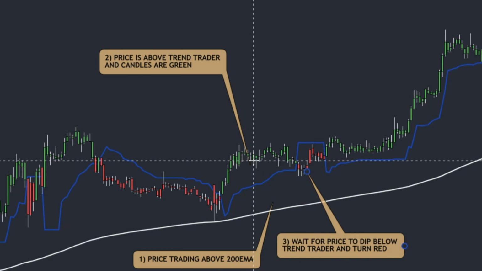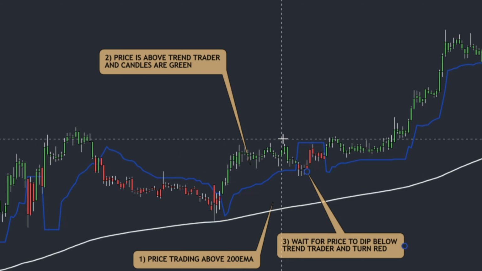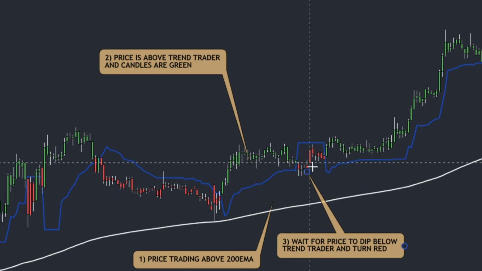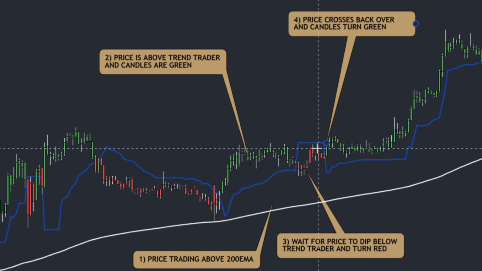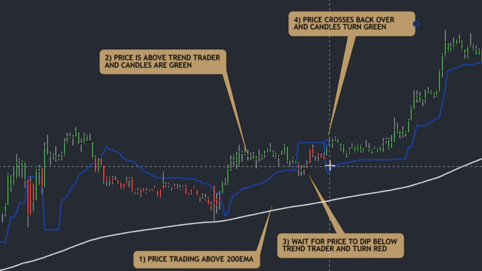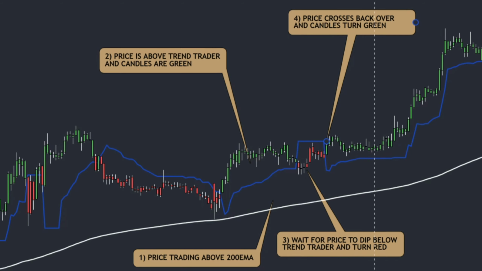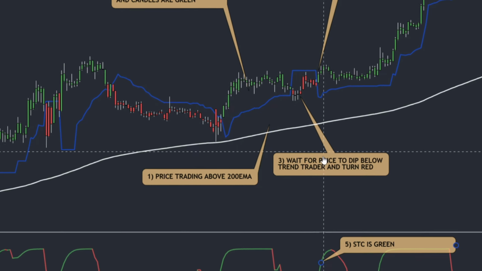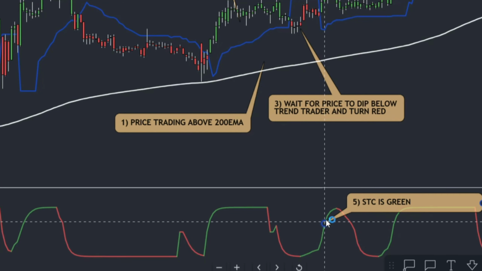So you have this push away from the 200 EMA, we're above the Trend Trader, we retrace, we cross below the Trend Trader, we have red candles. That's step three. Step four, we have price cross back above the Trend Trader and the candles turn green again. Step five is at that point where the candle turns green and we're above the Trend Trader, we want to see on the STC that it's green.